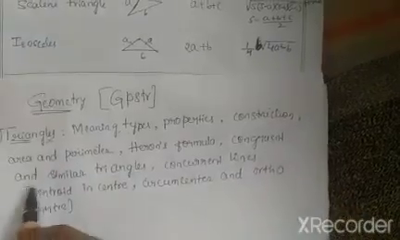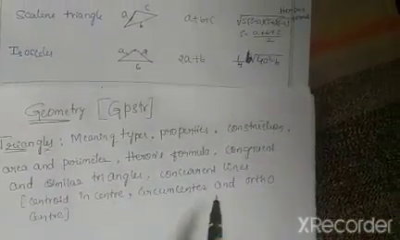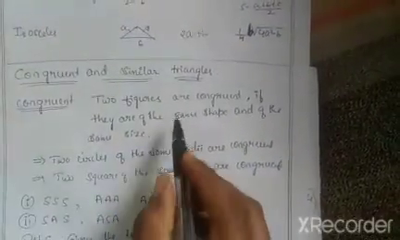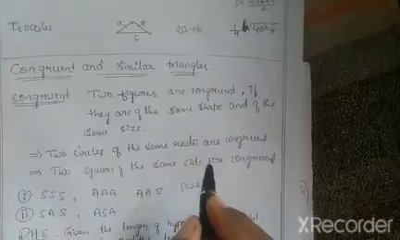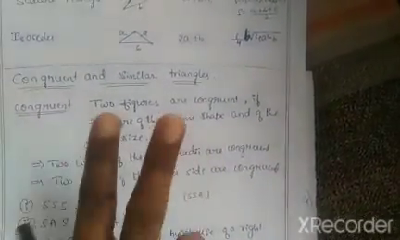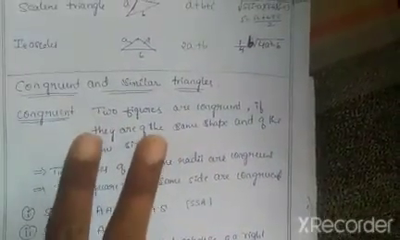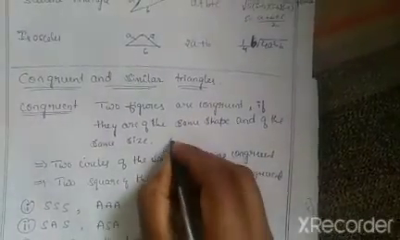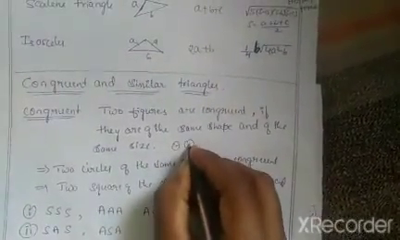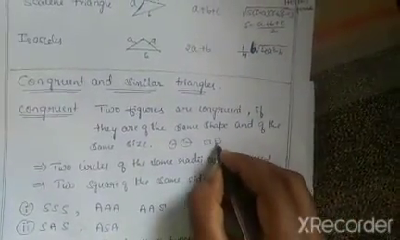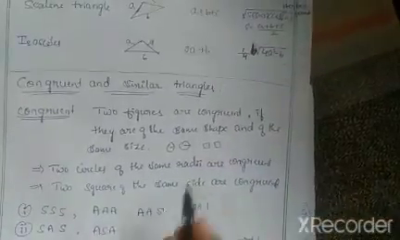Next we will move to the next concept, congruent and similar triangles. Two figures are congruent if they are the same shape and of the same size. If two circles are similar, their radii are equal, which means the two circles are equal. If squares are equal, their sides are equal, which means the squares are equal.